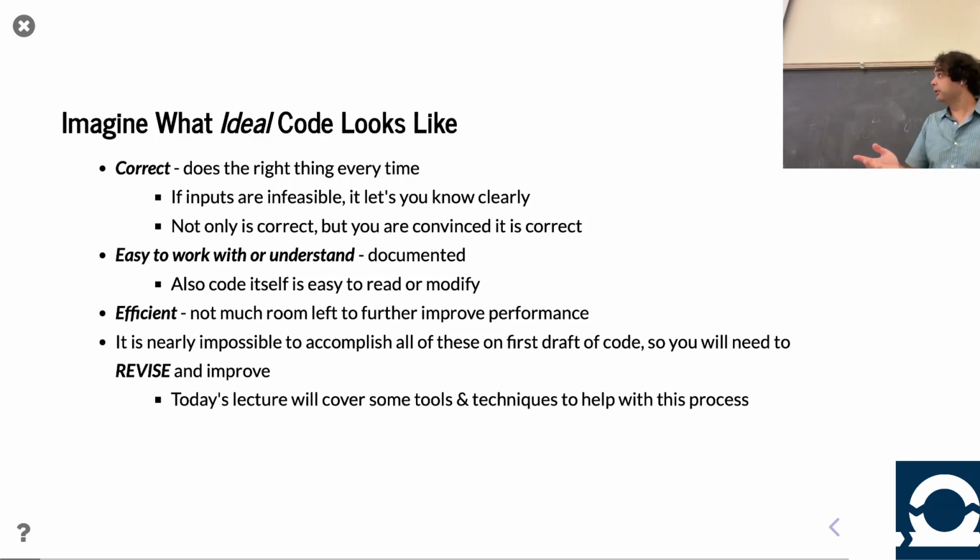Additionally, what else makes a code nice to work with? It's easy to work with, right? It's documented. Rather than being this giant mass of code, you actually understand what's going on there, right? It's easy to read and modify. Additionally, what else do you want? You want it to be efficient. And by efficient today, we're being very hand wavy. We're saying not much room to improve, right? It's in pretty good shape.